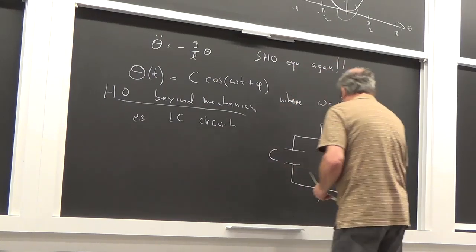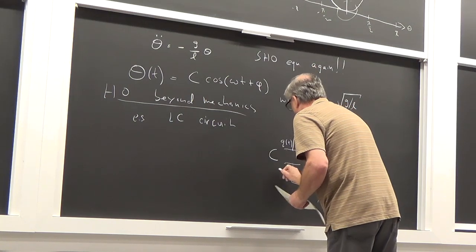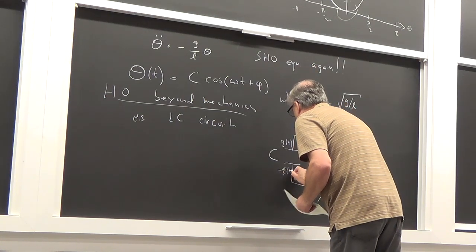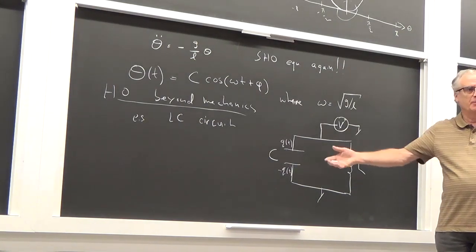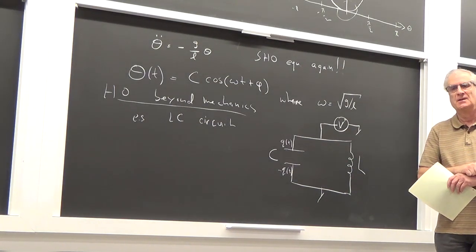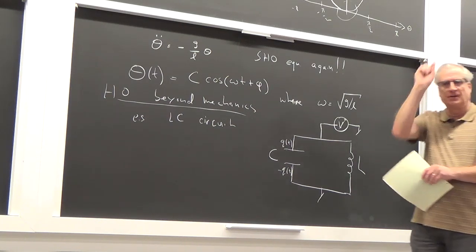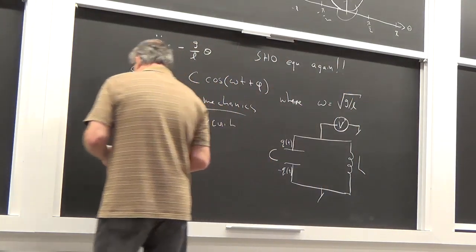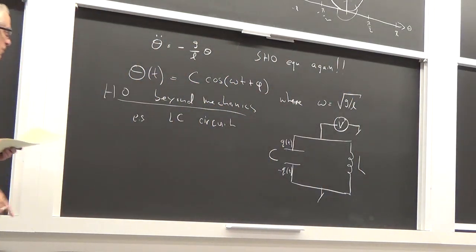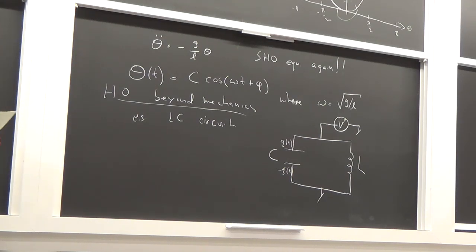So we have capacitor C and inductor L. We put some charge, Q of t, on the plates of this capacitor. So at time t equals zero, maybe we put some charge on the capacitor. That's what we did with the square wave. We put some charge at the beginning of the square wave. That's on the capacitor. Q is the charge of the capacitor as a function of time, so maybe Q is what we want to find the time dependence of to solve this problem.